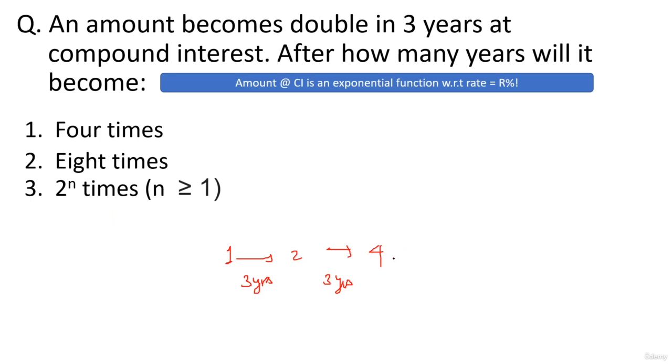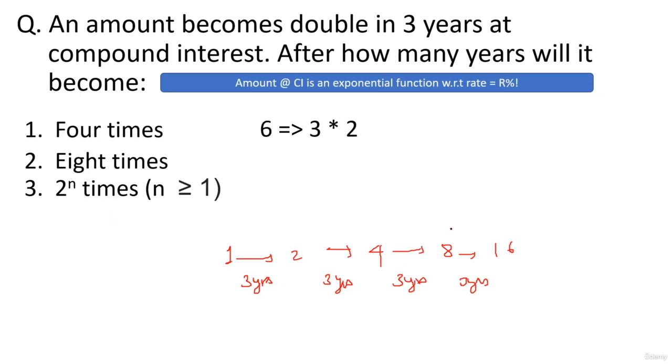That means the time taken to become double is the same time it will take to become 4 times, and the same time again to become 8 times. Are you understanding this? So further, from 4 to 8, how much time will it take? 3 years. From 8 to 16, how much time will it take? 3 years. Likewise. If you observe carefully, what we noted can be summarized as follows.